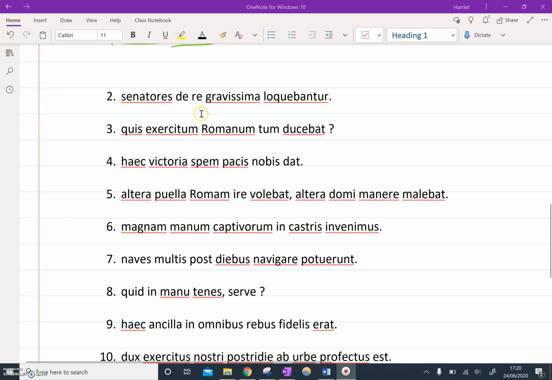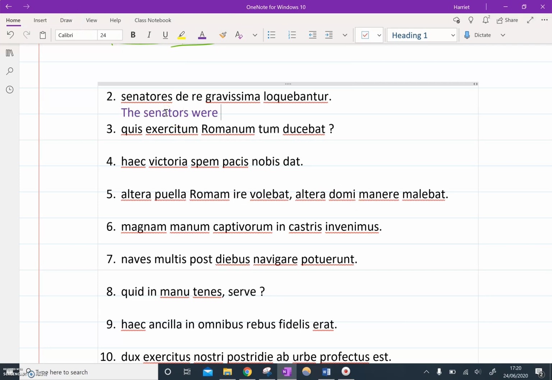Okay, so number 2, the fifth declension noun is re, from res, so that's the ablative right there. So the translation of this whole sentence then is the senators were speaking, deponent verb, about the very serious matter or thing. Okay. Number 3, pause and have a go.